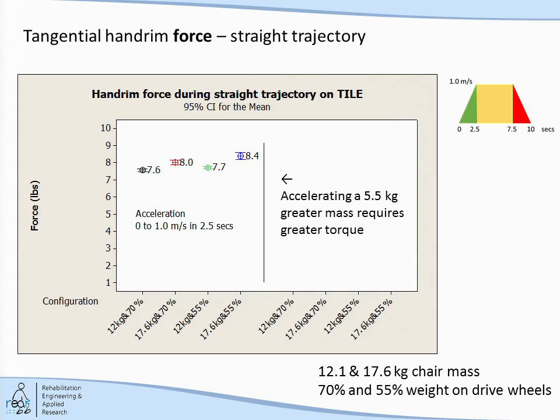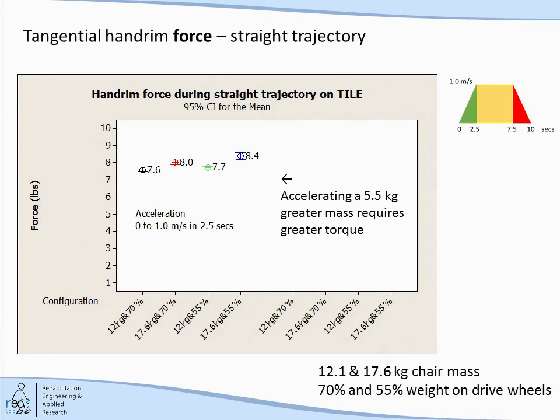So this is accelerating a chair at two different masses and two different weight distributions, right? We have the Tie Light out of the box, and then we have the Tie Light configured as a Tracer out of the box, and we have two masses and two mass distributions, okay? And now you start looking at this, and what do you see?